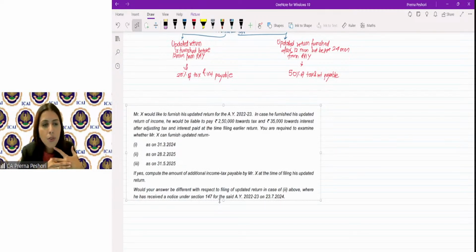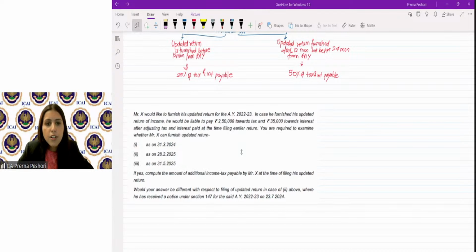X can furnish updated return as on 31st March 24, 28th February 25, 31st May 25. If yes, compute the amount of additional income tax payable by Mr. X at the time of filing his updated return. Would your answer be different with respect to filing of updated return in case of point 2 above, where he has received a notice under 147 for the said assessment year 22-23 on 23rd July 24? So let's go one by one. In the first case, 31st March 2024.